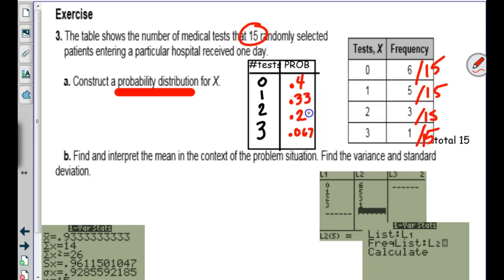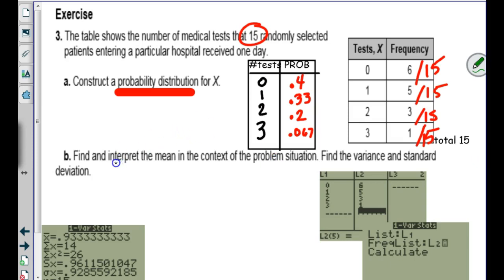If we added those all up, including all the decimal places, what's it supposed to add up to again? 1. All right. Everybody good? Yes. 0.4, 0.3 would be 0.7, and 0.2 would be 0.9 if we rounded that to 0.1. You good? All right.